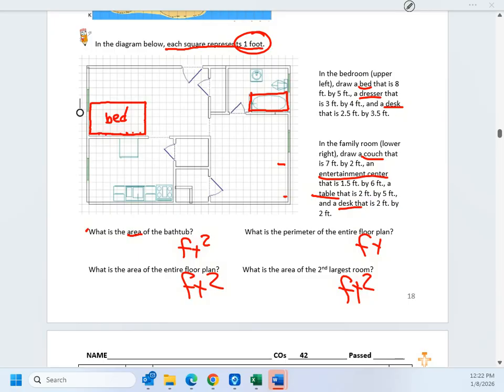So work out putting all the furniture in that you need to put in, correct sizing, make sure it all fits. It can't be on top of each other. You wouldn't put a desk on top of a dresser. That won't work. I said I don't care about doorways, but I do care that there's enough floor space for all your pieces of furniture. And then do your perimeter and areas on the bottom.